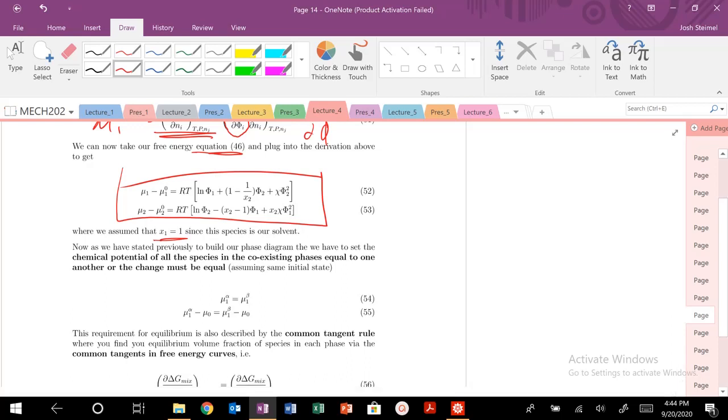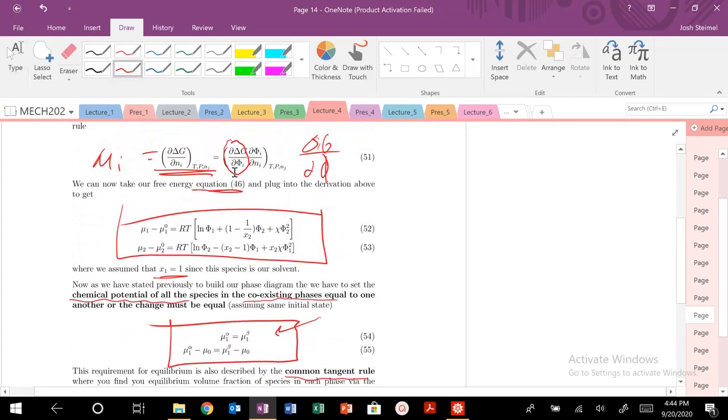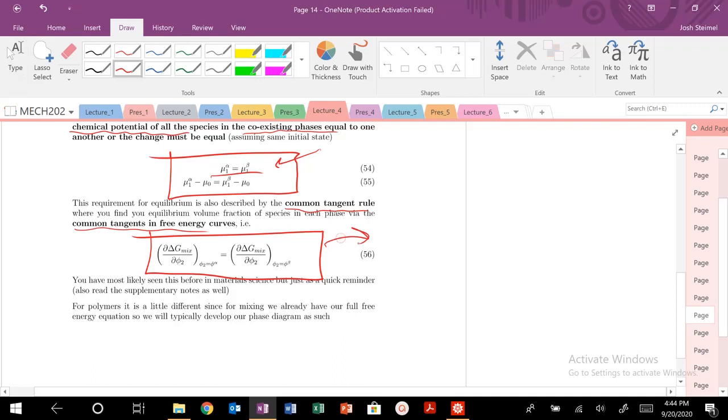So to build our phase diagram, we are saying that the chemical potential of all species in the coexisting phases will be equal to one another. In fact, this is what we've said previously right here. If they're going to be equal to one another, we set them equal, and this also describes our common tangent rule. We're going to see this visually in a second, and I think that's going to really help. But if I'm in equilibrium, what I can see visually on my free energy curves is that the slopes are equal, because if the slopes are equal up here, my chemical potentials will be equal as well. So it's either the same species in different phases, or this can be used to say this.